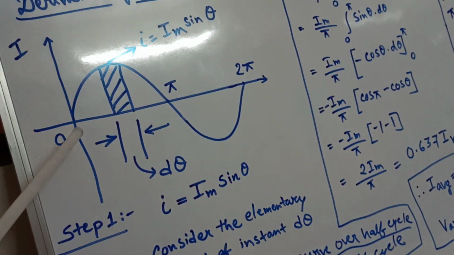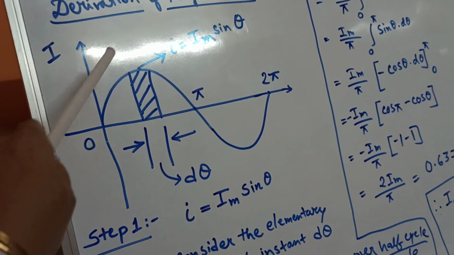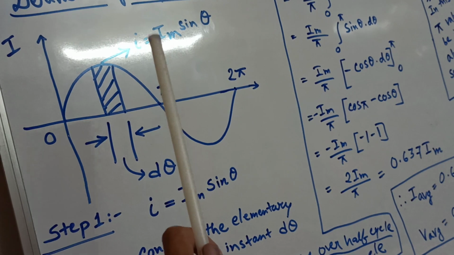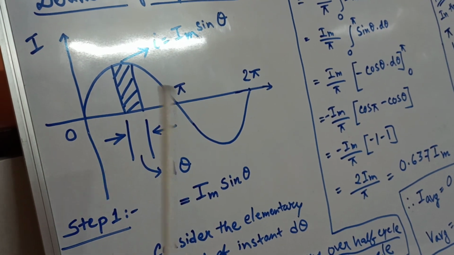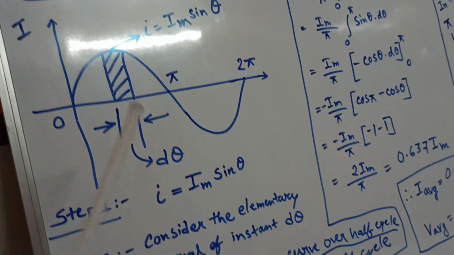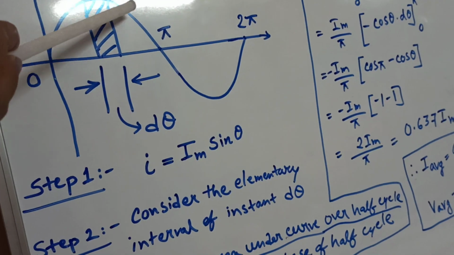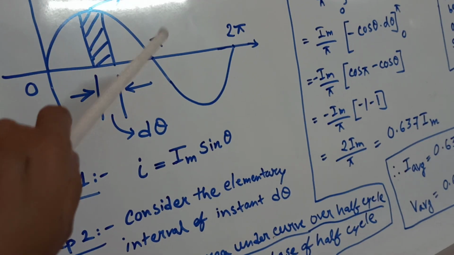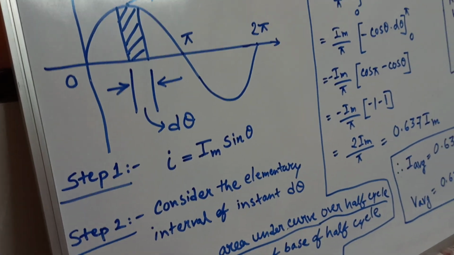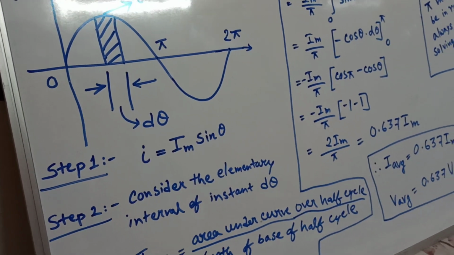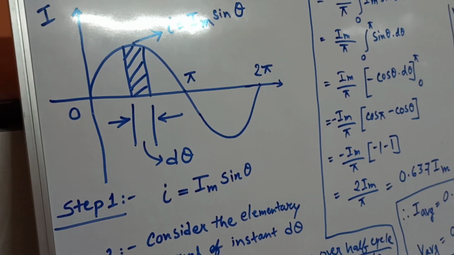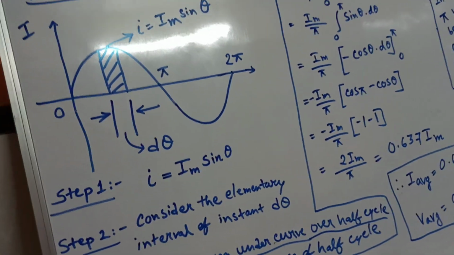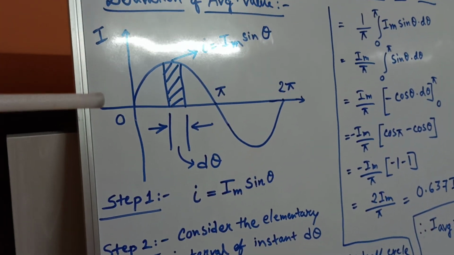So if I see this diagram, I have one sinusoidal waveform. In this waveform I have taken only the first half cycle, 0 to pi. In this 0 to pi, all the points have different values. If I take the average of all the points for one half cycle, this is called the average value. So we have to derive the value of the average value for any sinusoidal quantity. How can we do that? For this we have to go through some steps.